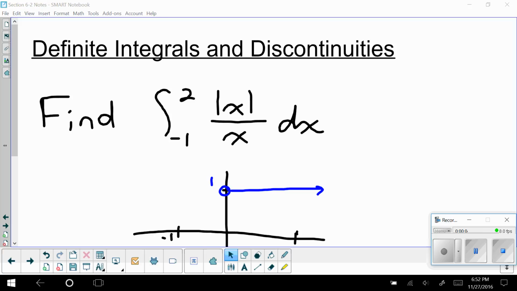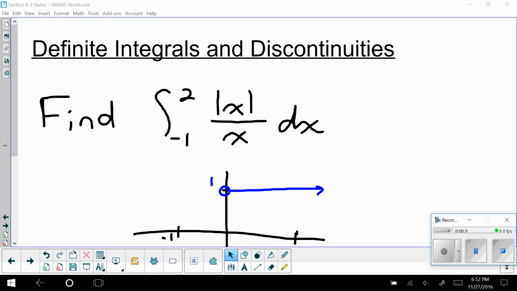So now that we've discussed how we can interpret definite integrals as area and how they're similar but also a little bit different, since area is never negative but definite integrals can be negative if the area is below the x-axis, we can discuss how discontinuities affect definite integrals.